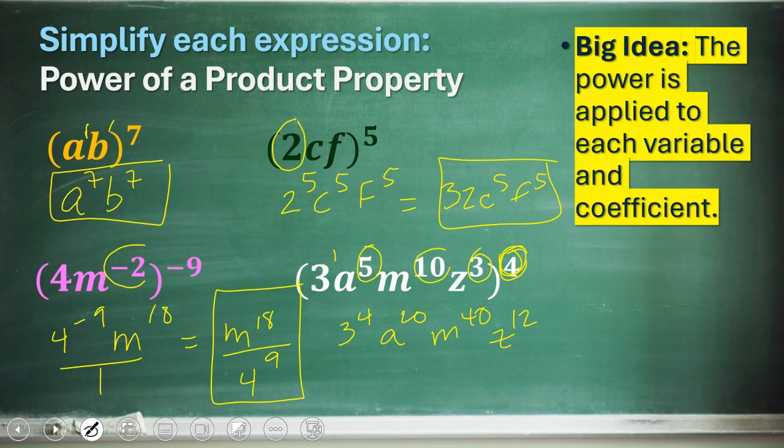If you said we need to simplify 3 to the 4th, you are correct. 3 to the 4th is 81. And then we end up with 81 times a to the 20th, m to the 40th, and z to the 12th. And that is how you apply the power of a product property.